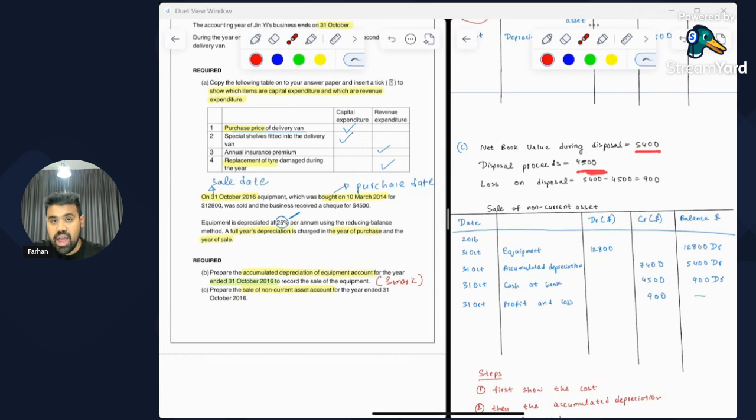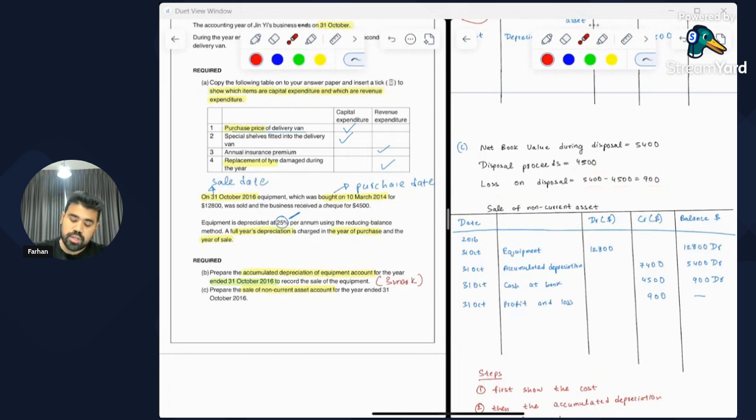This clearly indicates that we had sold this asset for less than what it had remaining in terms of value, right? And therefore we had sold this asset for a loss, and the loss on sale or the loss on disposal is therefore the difference between the net book value and the disposal proceeds, which is $900. And this is essentially what we want to prove by preparing the sale of non-current asset account, and that's how you will know if your math is 100% correct for 5 out of 5 marks in the exam.